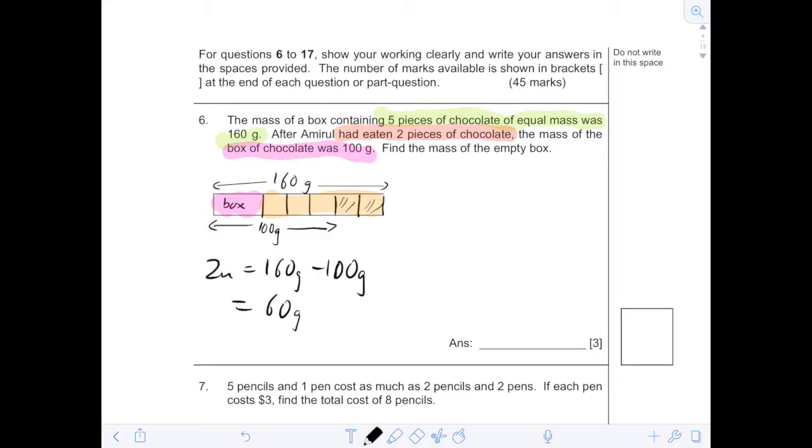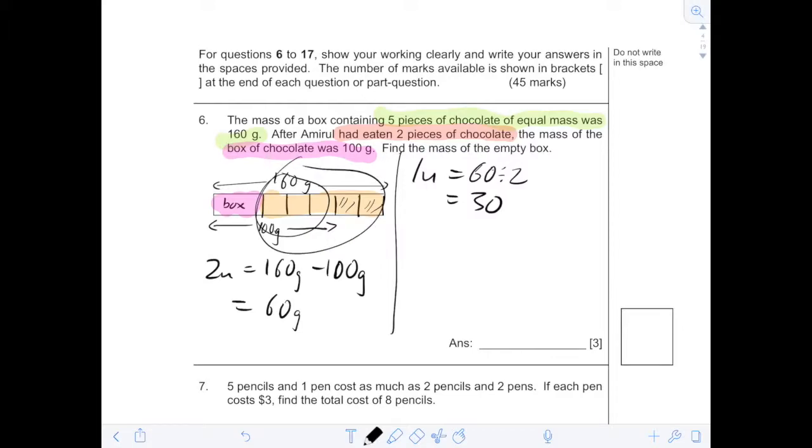Here you want to find the mass of the empty box. First you have to find what 1 unit equals to: 60 divided by 2 equals 30. Now, to find the mass of the empty box, you can either find these 3 units and take 100 grams minus the 3 units, or you can take the full 5 units, the entire thing, and take 160 minus the 5 units. Both ways will work, but I always like to go for a smaller number because I don't like dealing with big numbers.